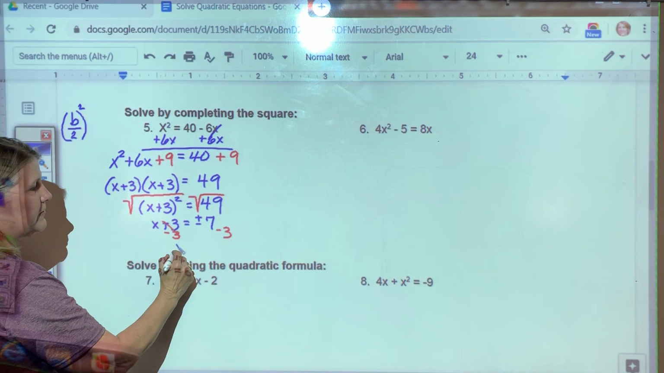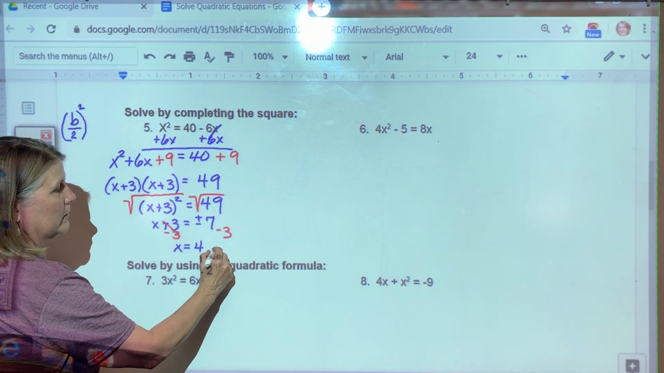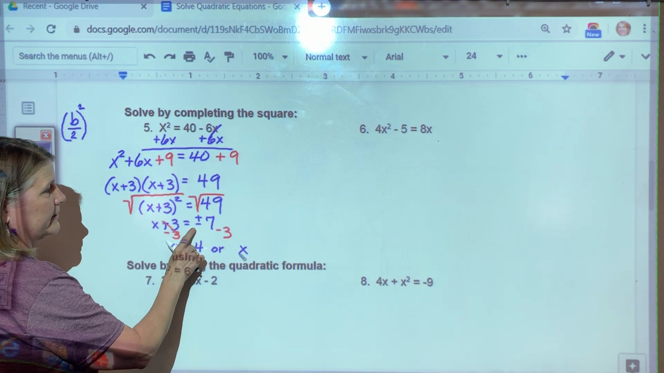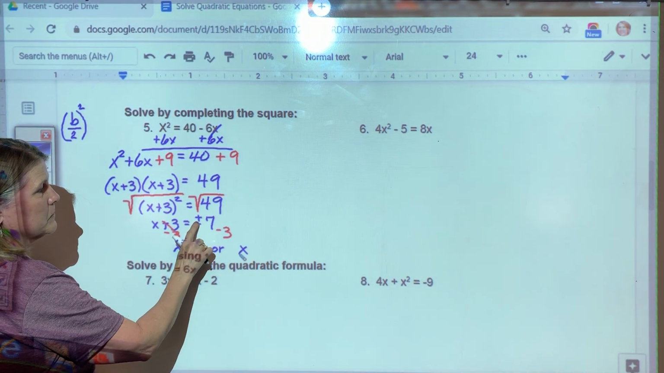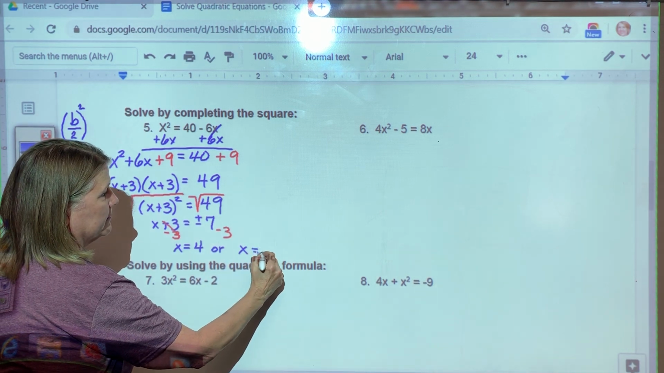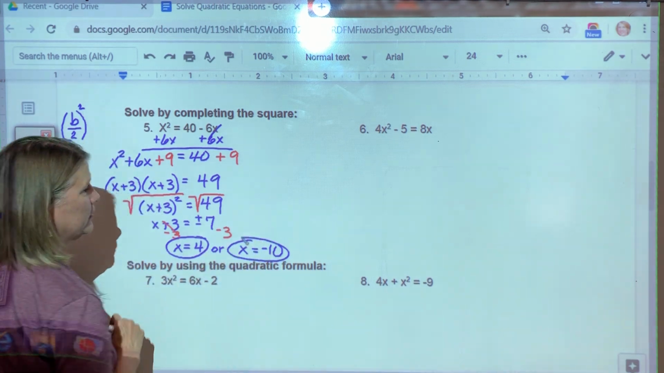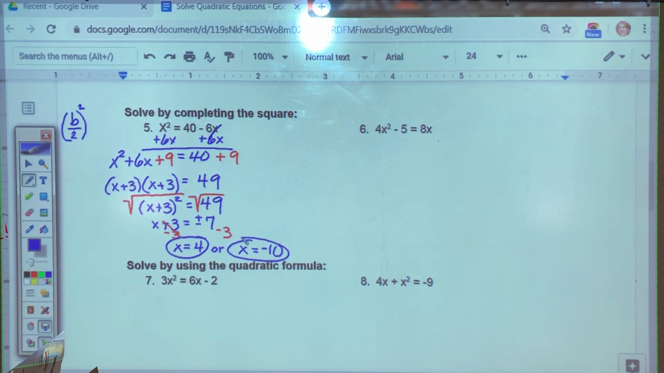And so what you have left is x is either positive 7 minus 3, that would be 4, or x could be negative 7 minus 3, which would be negative 10. And there's your two solutions for this problem, a positive 4 or a negative 10.